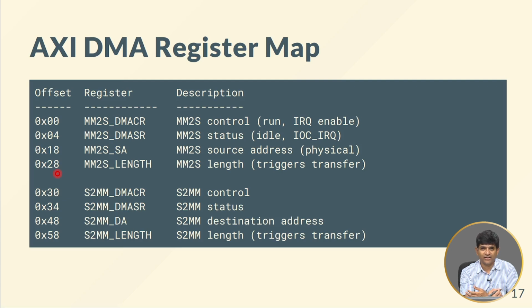You know that I have got this AXI handshake which tells me something got written into the length register, and when that happens, I trigger the actual transfer. Same way, S2MM, I have control and status. I have a destination address now because I am reading from the stream and putting it into memory. And when I write into the length register, it reads that many words, puts them into memory and stops.